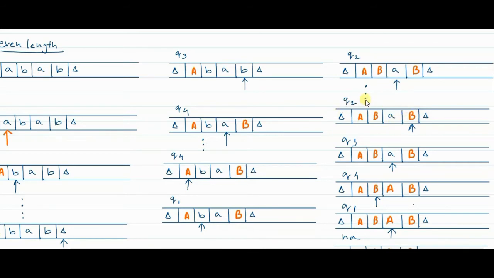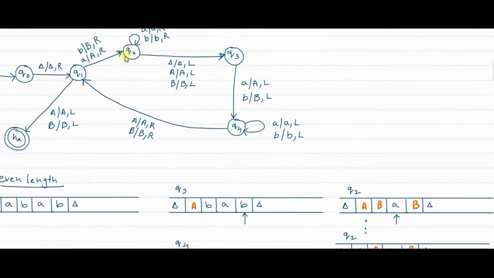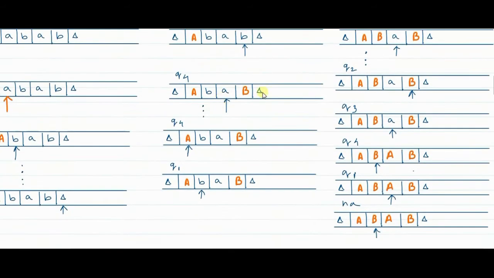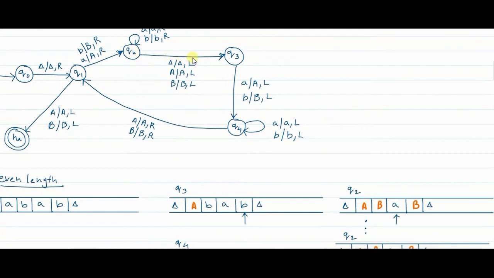So in Q2, when capital B is the current input symbol, B will be replaced with itself and the pointer will move one place to the left. In Q2, B is encountered, B is replaced with itself, the pointer moves one place to the left, and we go to Q3. See, the pointer moved to A here, and from Q2 we have moved to Q3 on this transition.